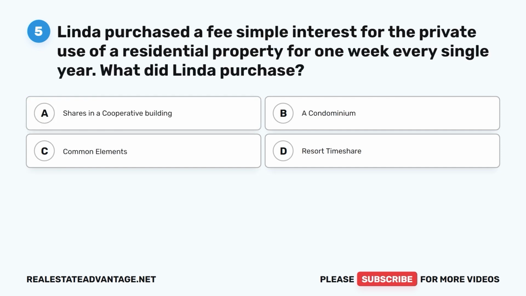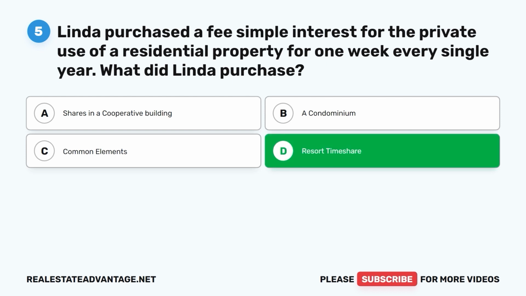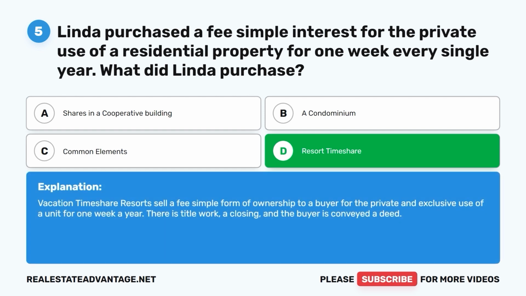At this point, the contract has been completely executed and both parties are typically released from any further obligations under the agreement. Question 5. Linda purchased a fee simple interest for the private use of a residential property for 1 week every single year. What did Linda purchase? A. Shares in a cooperative building, B. A condominium, C. Common elements, D. Resort timeshare. The correct answer is D. Resort timeshare. Vacation timeshare resorts sell a fee simple form of ownership to a buyer for the private and exclusive use of a unit for 1 week a year. There is title work at closing, and the buyer is conveyed a deed.